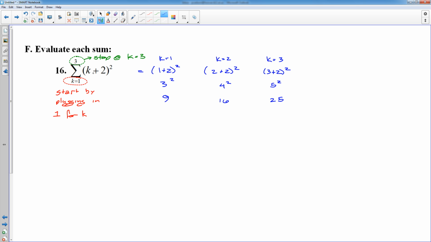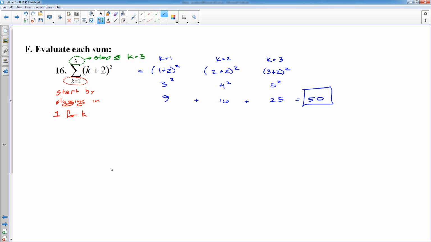And then what you're supposed to do is add them all together. People seem to forget that part. They think you just write out the first 3 terms and stop. But it's the sum. This sigma right here actually means sum. So once you find the 3 terms, you add them together. 9 plus 16 plus 25 is 50. So your final answer is the sum of all of those terms.